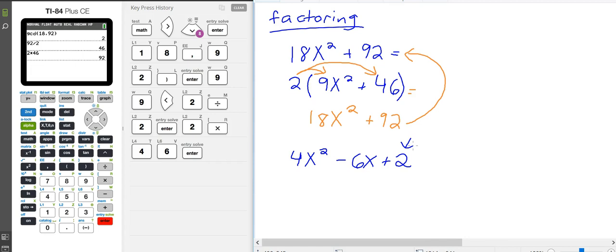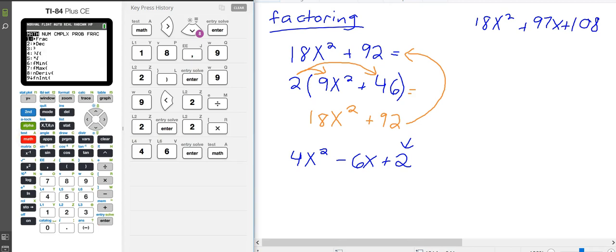On your calculator, let's say you didn't know that. On your calculator, for GCD, what we just did, you can only enter two numbers. You could do 18, 92, you could do 4, 6, you could do 6, 2. You can't do three numbers. So let's say you had a longer equation. Let's say you had 18x squared plus 97x plus 108. You would have to test it out.